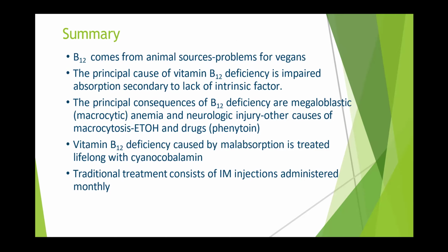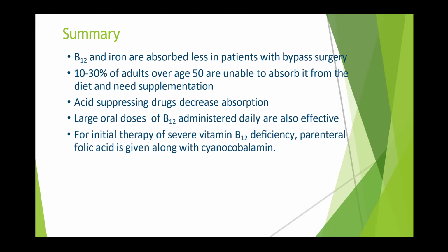Vitamin B12 deficiency caused by malabsorption is treated for the rest of the patient's life with cyanocobalamin. And traditional treatment consists of IM, could be sub-Q, injections that are given once a month for the rest of the patient's life. B12 and iron are absorbed less in patients that have had bypass surgery, even lap band or gastric bypass. 10 to 30% of adults over 50 can't absorb iron from the diet and need some type of supplement. No acid suppressing drugs because they decrease the absorption. Large oral doses of B12 daily can be effective, but not if there's no intrinsic factor.